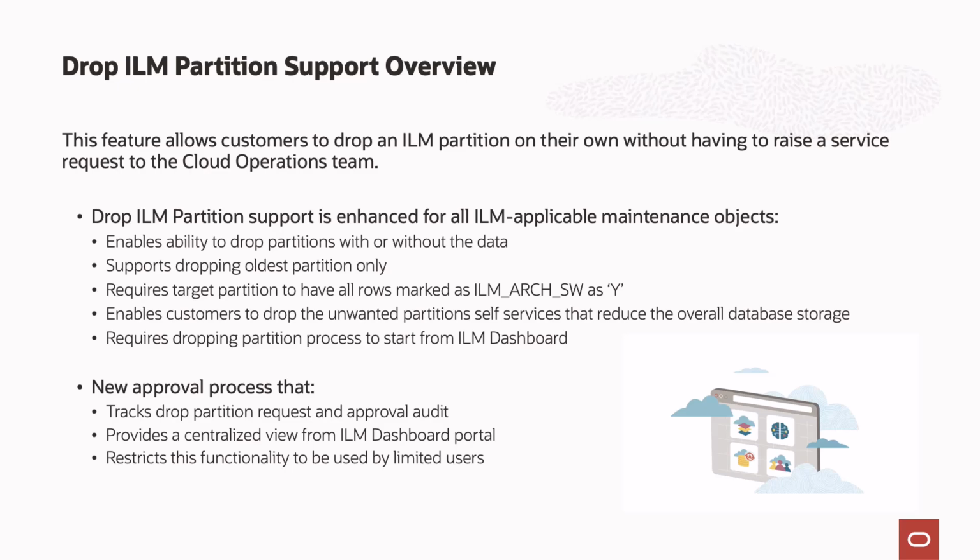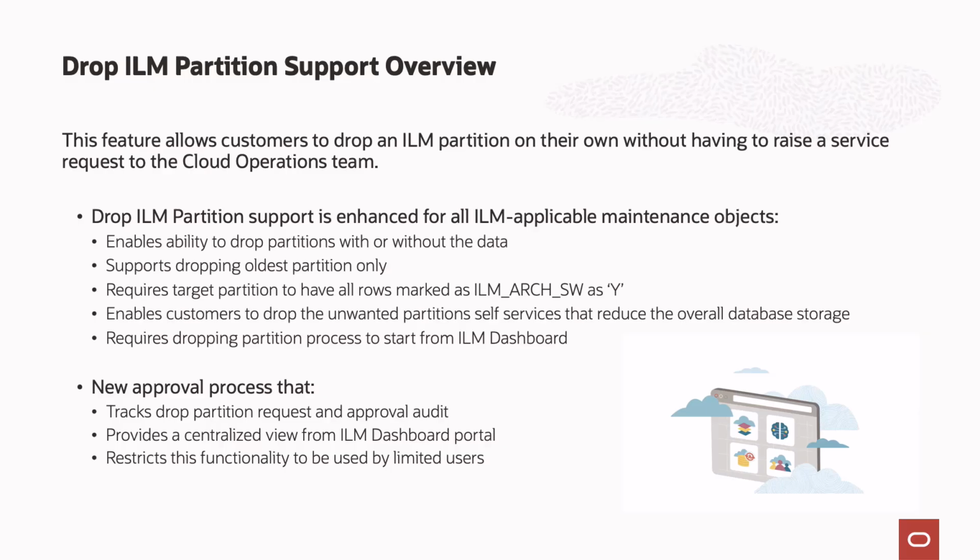Requiring a request and approval process before a partition is dropped ensures important and necessary partitions are not accidentally dropped. The process starts through the ILM dashboard, where the customer can view a list of partitions for an ILM applicable maintenance object, select the oldest partition they would like to drop, and initiate a request to drop it. The process of requesting to drop a partition can only be performed by a user set up in the system as a requester. Once the request is created, the approver gets the notification via to-do, and then the user reviews the request and approves or rejects it as needed. When approved, the partition is dropped.